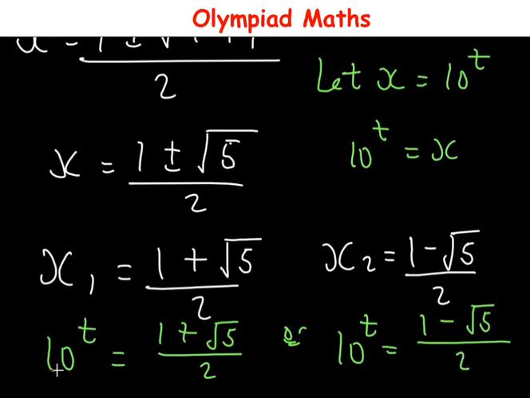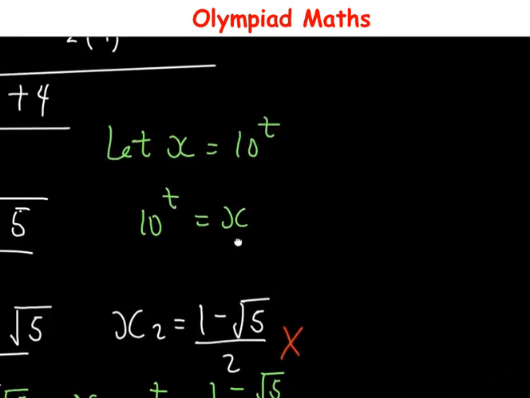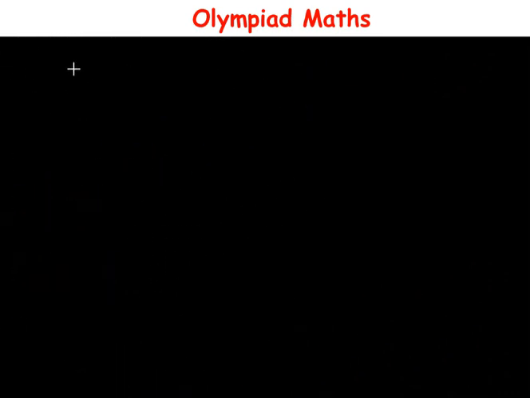Now looking at this, 10 raised to power t will give us a positive value, and (1 + √5)/2 will also give us a positive value. But in the case of x2, 10^t will give us a positive value, but (1 − √5)/2 will give us a negative value. So x2 cannot be accepted, so we can only work with x1. x1 is the only accepted value. Working with x1, we have 10^t is equal to (1 + √5)/2.